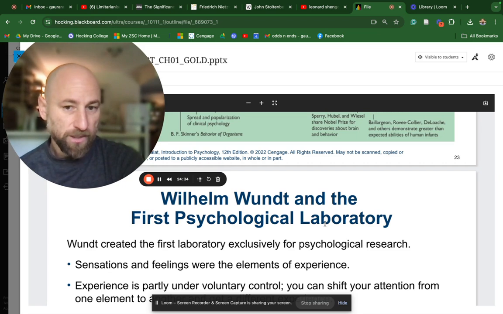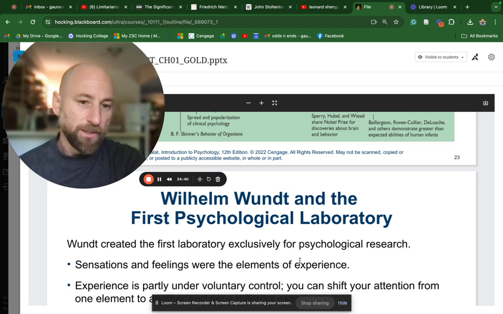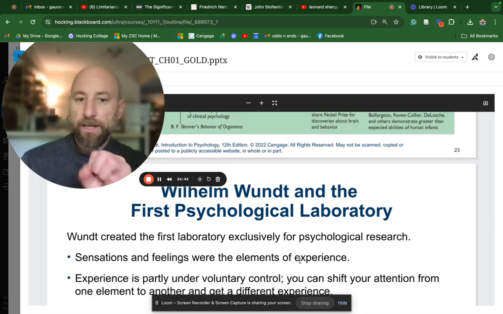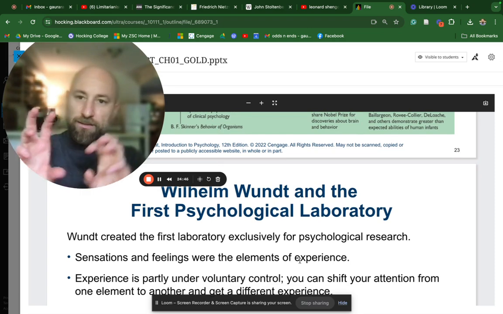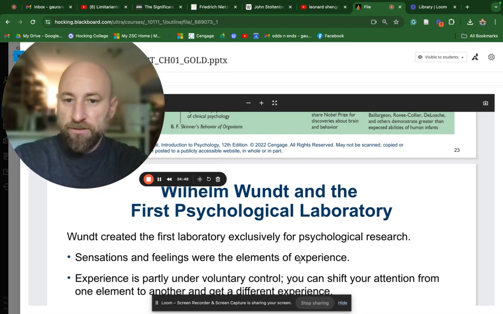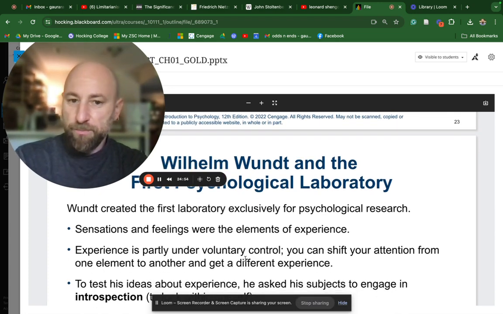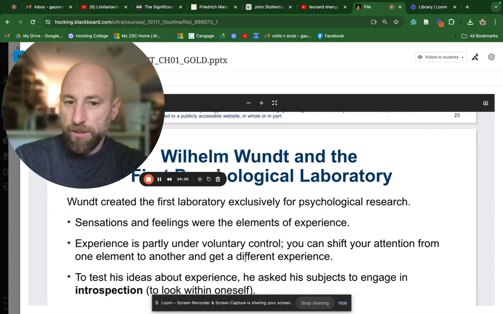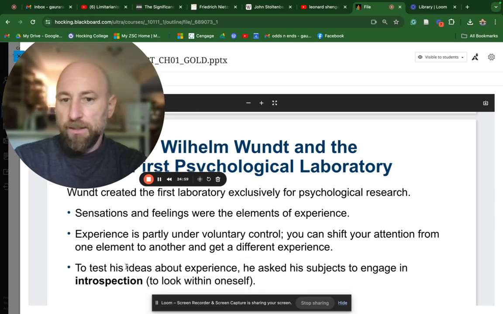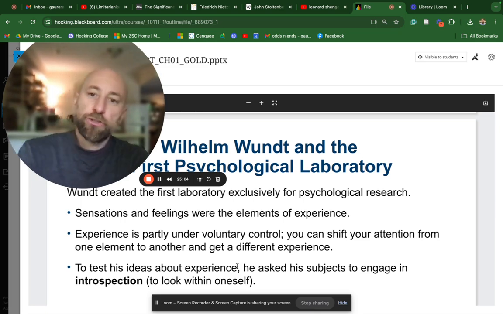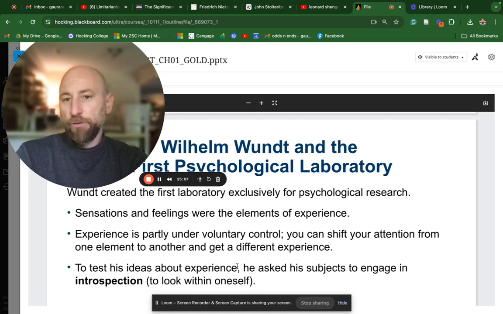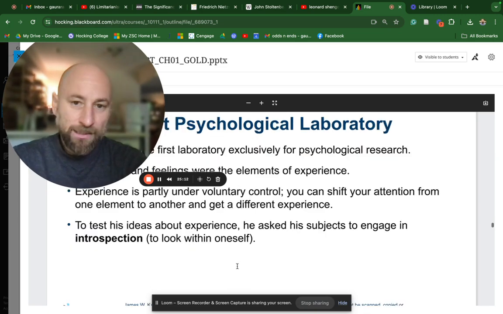1879, Wilhelm Wundt, first psychology laboratory. He believed that sensations and feelings were the basic elements of experience, and wanted to quantify those, to say, okay, let's try and pick apart experience and separate it into these fundamental sensations and feelings. He discovered that experience is partly under voluntary control. We can shift our attention from one element to another to get different experience. To test his ideas about experience, he asked his subjects to engage in introspection. So he would show them a color or an object and ask them to introspect, to tell him what was in their conscious experience, and then he would write it down.